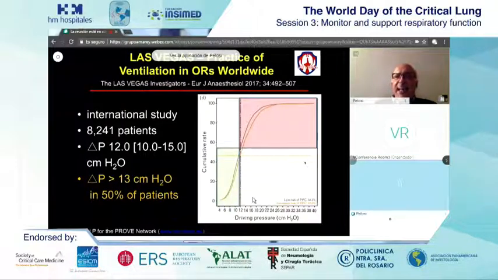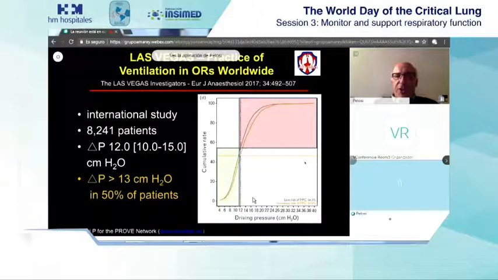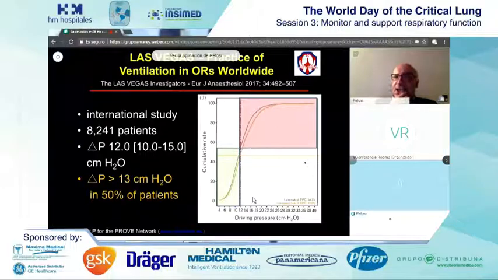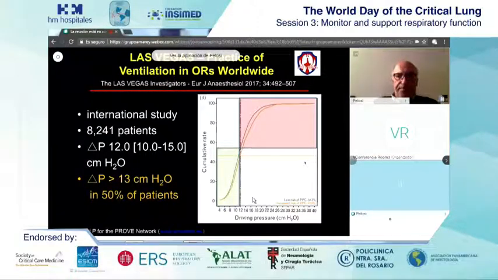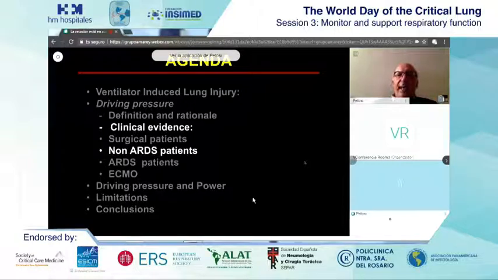Do we pay attention to driving pressure during surgery? Not too much. As shown in this study, in which we collected data in more than 8,000 patients all over Europe, we found that more than 50% of the patients during surgery have a driving pressure higher than 13 centimeters of water. What about non-ARDS patients?